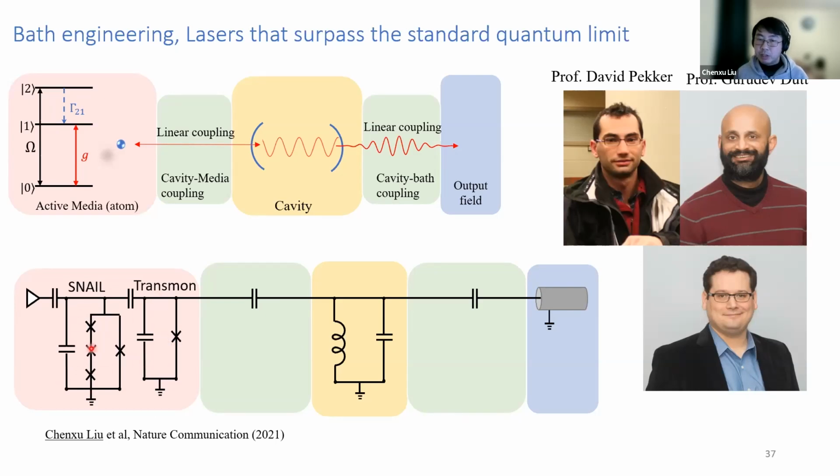By the way, we use Snell qubits to achieve the incoherent driving from the ground state to the first excited state of the transmon qubit. And the microwave cavity, which serves as this laser cavity, is modeled by this LC resonator. And these three different segments are also linearly coupled through the capacitor, for example. And this can give us a laser in the microwave regime using superconducting qubit systems.